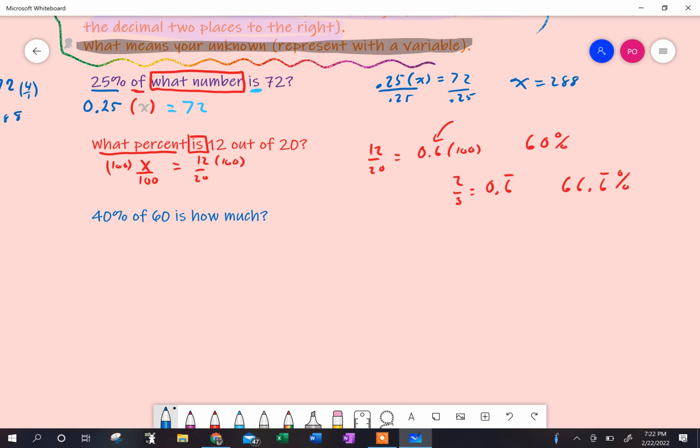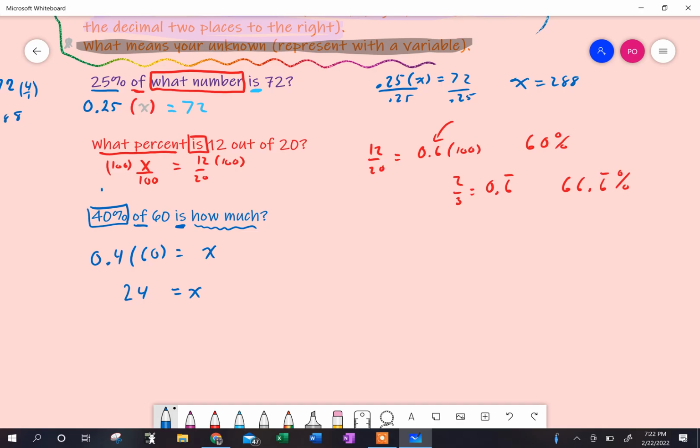And the very last one, 40% of 60 is how much? Well, let's say here's my is. So 40% I'm going to change into a decimal. 40% is really 40 hundredths or 4/10. Of means to multiply. 60 is telling me what it is. Equals how much? Well, that's my unknown. So 4 times 6 is 24. So it's going to be 24 equals x. That's it.